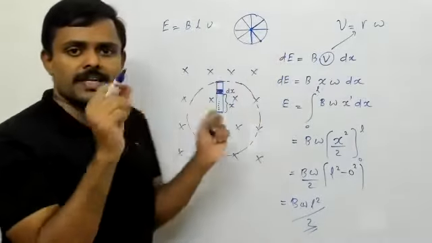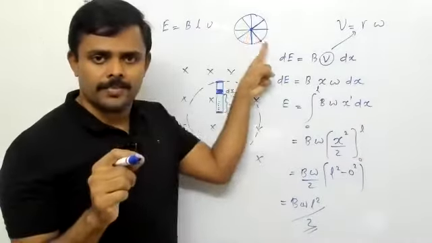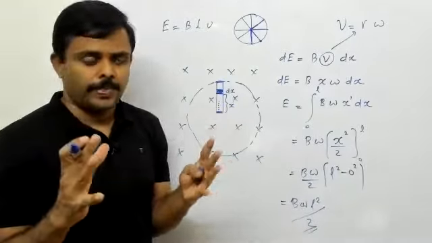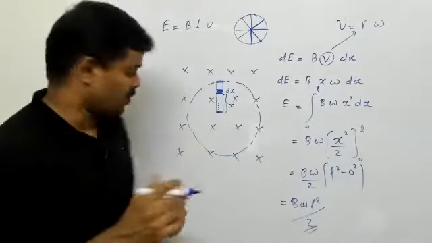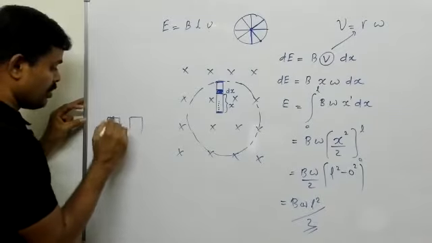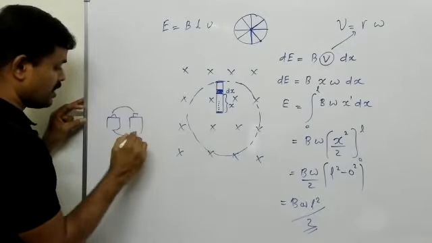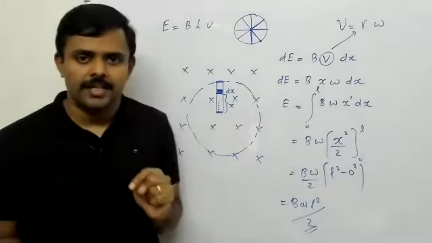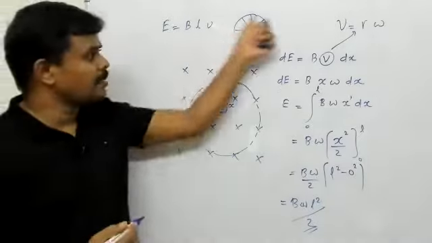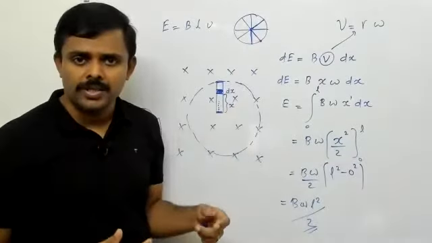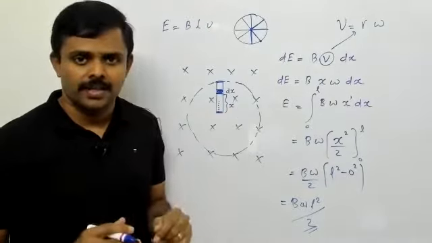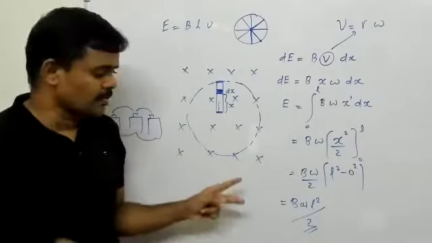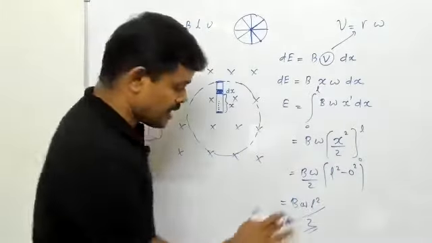So every spoke is connected between what and what? The center and the rim. So they are like what? Cells in parallel. In the case of cells in parallel, you can try this at home if you want. You take a number of cells and connect all the positives together, negatives together, right? Then you'll have only one cell. That is the case with parallel combination. Whatever be the number of spokes, you will have only one cell. So they might give you 100 spokes, 1000 spokes, or 10,000 spokes. Whatever be the number of spokes, the equation is B omega L square by 2.